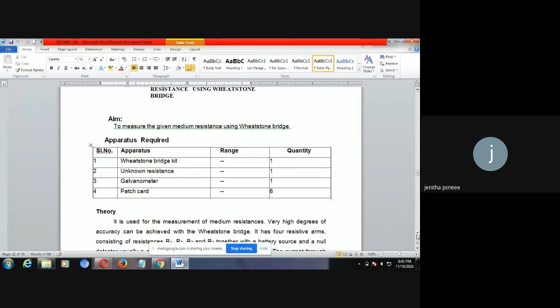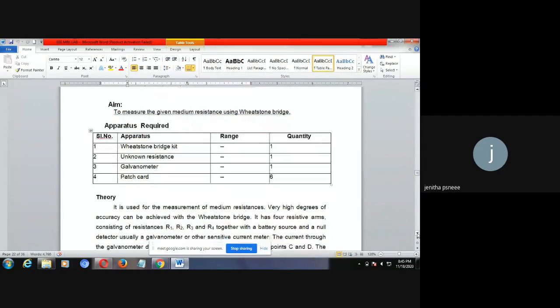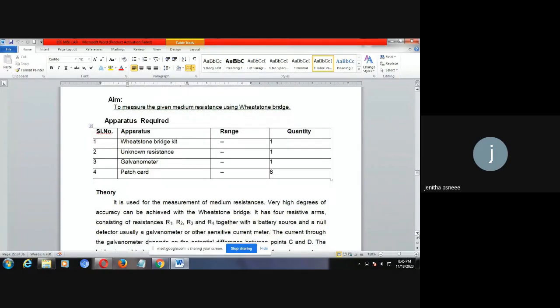So see here, in Wheatstone bridge, what will we find? We'll be finding the resistance value, isn't it? Unknown resistance value can be measured through Wheatstone's bridge. Similarly, Maxwell's bridge and Anderson's bridge will be measuring the unknown value of inductance. Next, Schering's bridge will be measuring unknown capacitance.